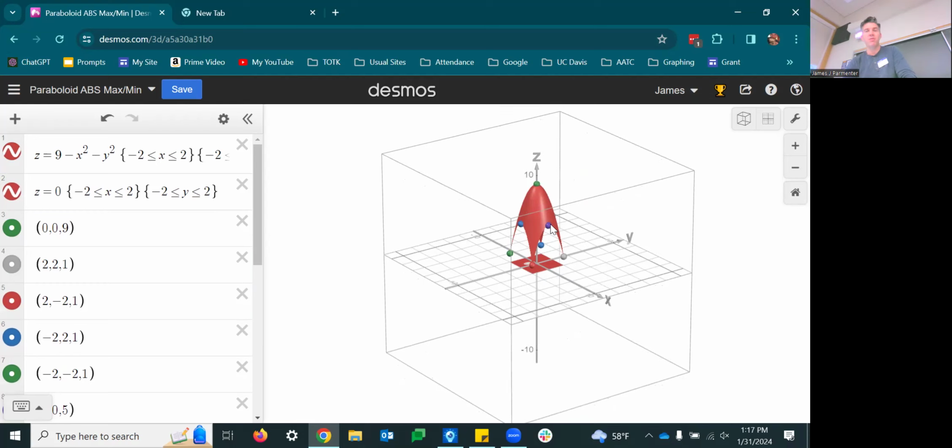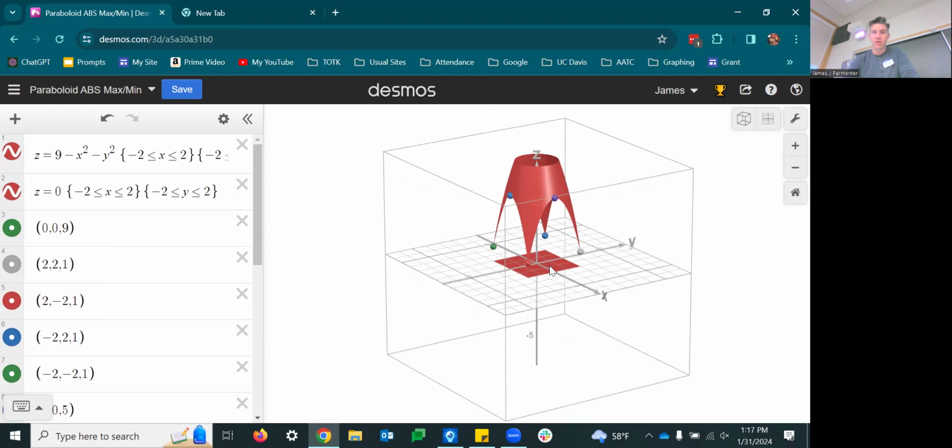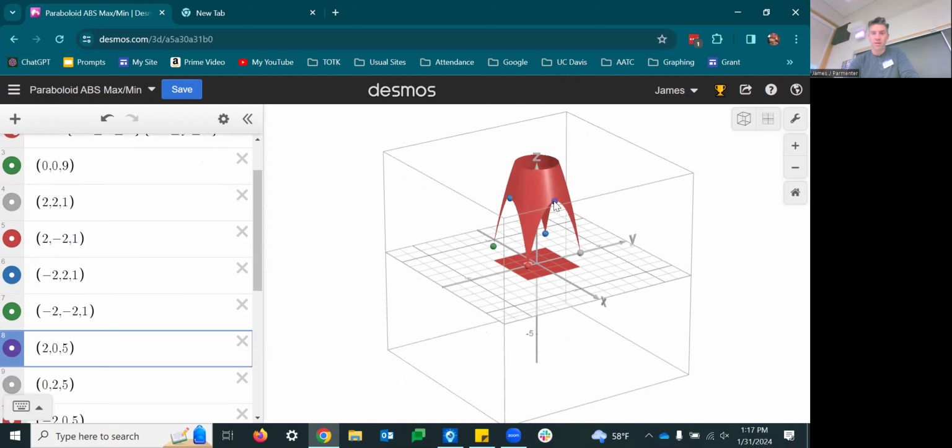And then there are also these other points that we had to check. They're on what I like to call the walls. That point right there is on the wall x equals 2. So we set x equal to 2, then found the derivative of the remaining piece, which gave us 2y equal to 0, so y equals 0. The critical point along that wall, where you have a maximum on x equals 2, is at a y value of 0 and a z value of 5. But it's not the absolute maximum. It could have been, and that's why we had to check it.